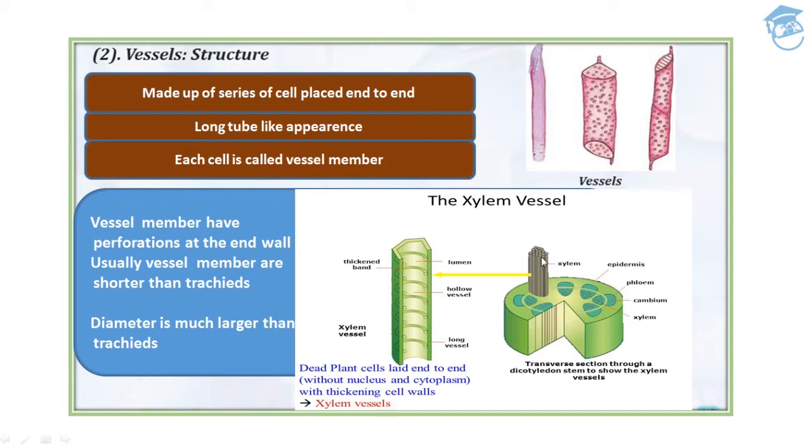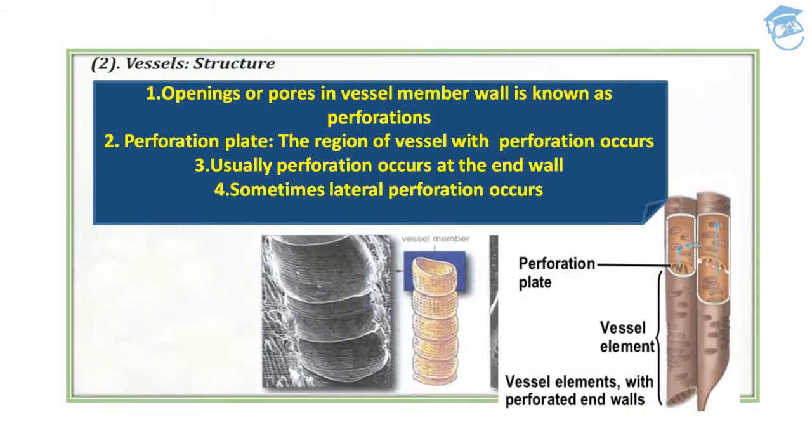So this is the xylem vessel. This is the zoom view of the xylem vessel. This is the thickened band. This is the lumen of the vessel, and this is a long vessel, and this is the transverse section through a dicot stem to show a xylem vessel. So dead plant cells are laid end to end without nucleus and cytoplasm, with thickened cell walls, and that is the xylem vessel. Now, openings or pores in the vessel member wall are known as perforations.